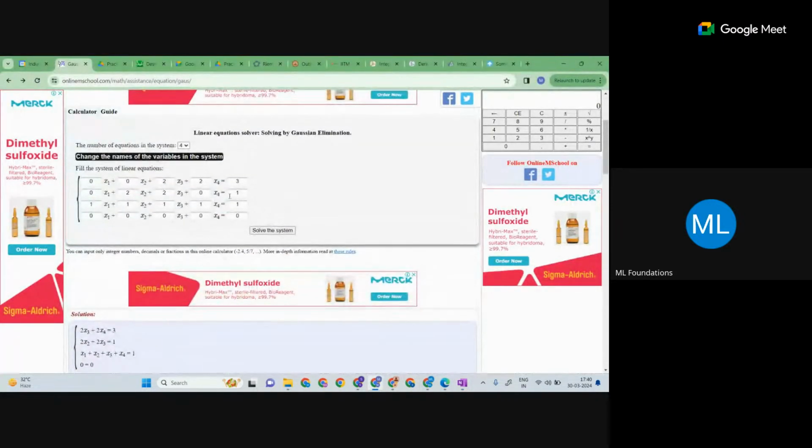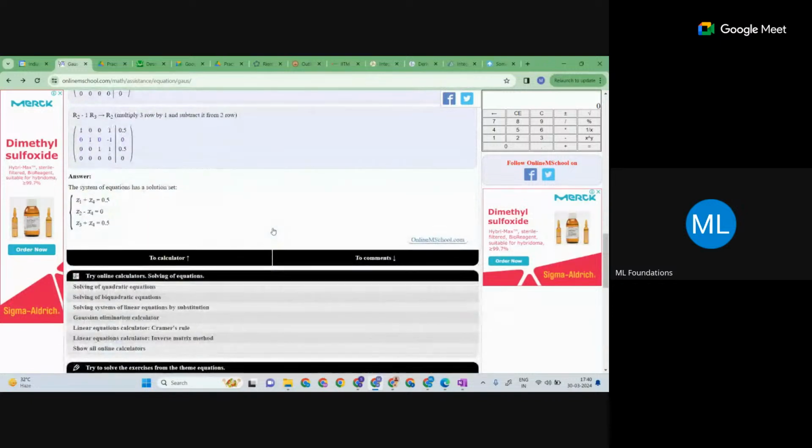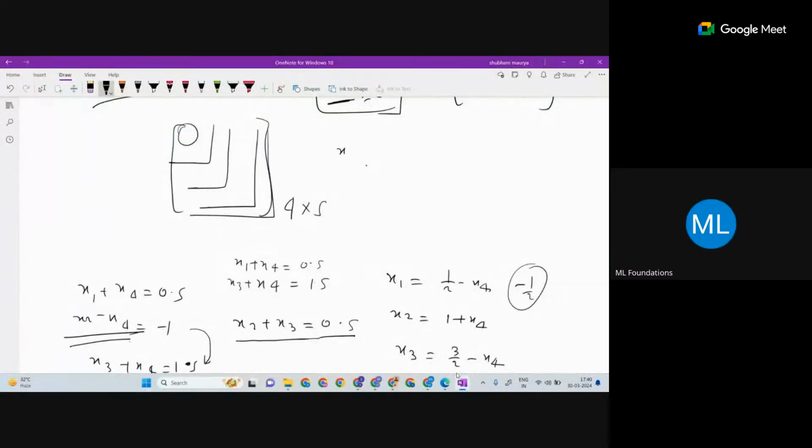If it is 1, then x1 becomes 0. X2 minus x4 is 0. And here x1 plus x4 is 0.5, x2 is equal to x4, x3 plus x4 is equal to 0.5. If you assume for this case x4 is equal to 1, then x2 is equal to 1, and 1 plus 1, already 2 is there. But that should be equal to 1.